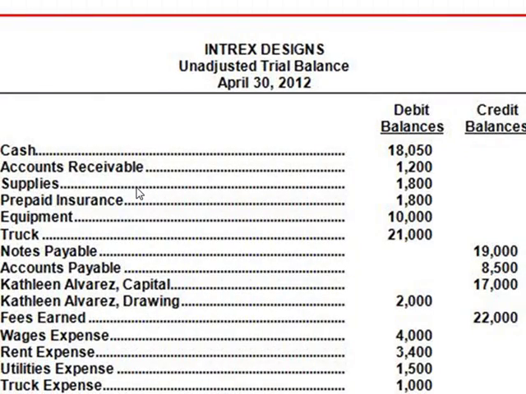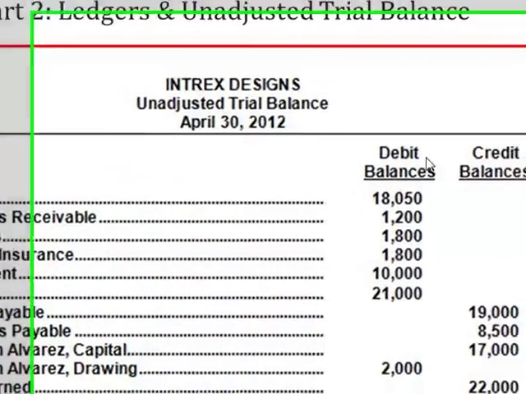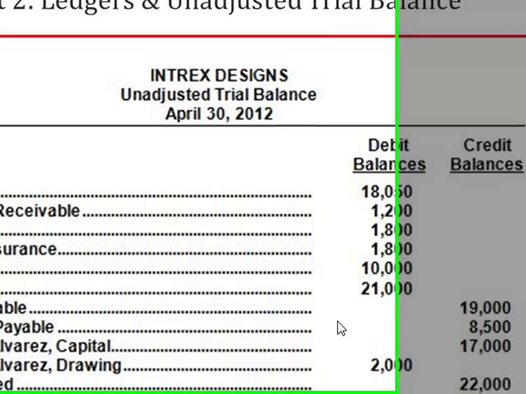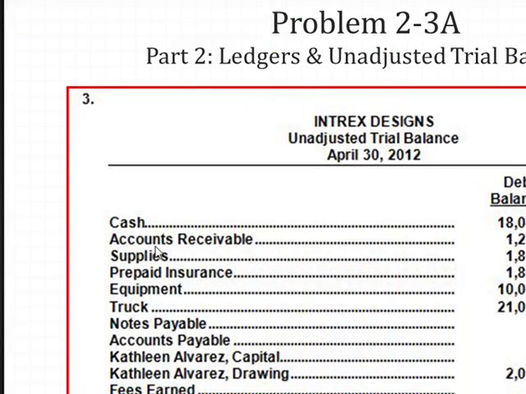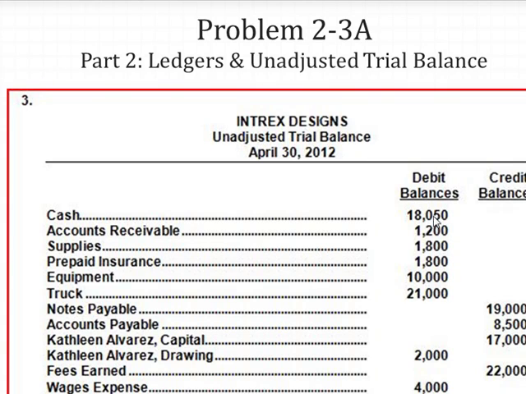Now, once you are finished with recording the ledgers, you will then take the ending balances and apply them to the normal debit or credit balance that they go with. So cash, accounts receivable, supplies, prepaid insurance, equipment, and truck are all assets that have a normal debit balance. So we will pull this information directly from the ledgers.